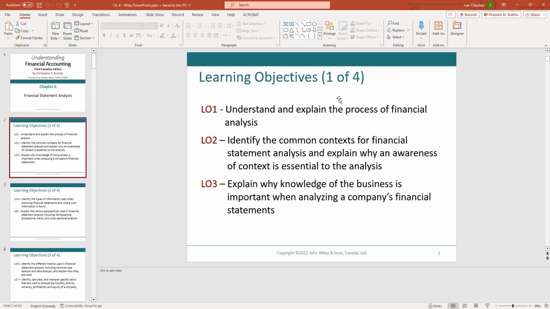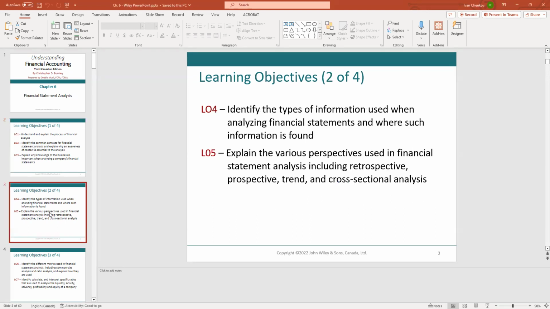On learning objectives, as you can see, there are a lot of learning objectives this time. To understand and explain the process of financial analysis, identify the common context for financial statements, explain why knowledge of the business is important when we're analyzing the company's financial statements. We have to identify the types of information we're going to use to analyze the financial statements, and how we can find that information.